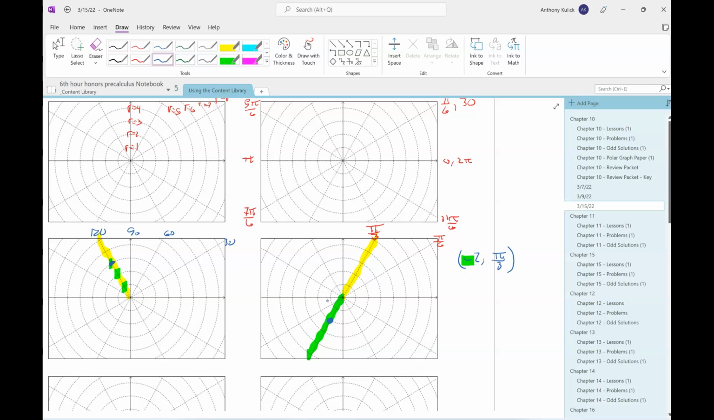Anybody make an observation right here? Tanner? Right. So what does that imply then? Yeah, that's absolutely the point. Yeah, go ahead. Yeah, so there's going to be multiple ways to name the same point, right?